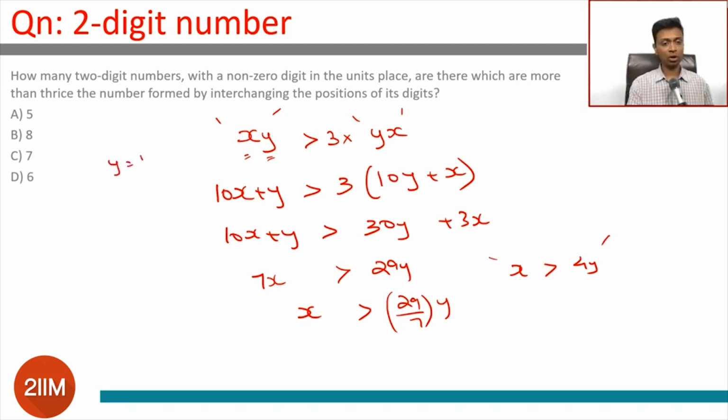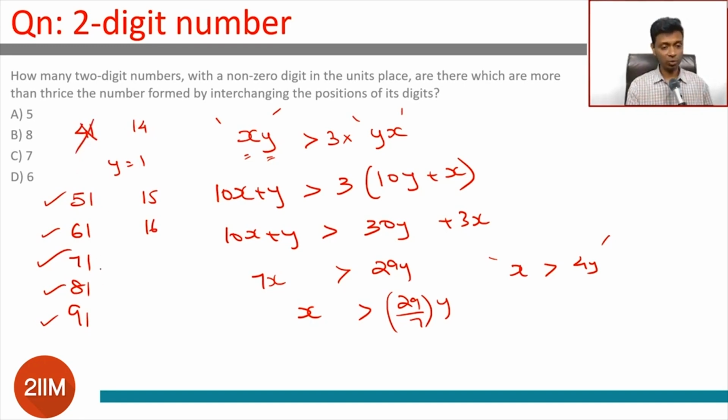If you put y equal to 1, x greater than 4y, x could be 5. So we could have 51. One number being 51, other number being 15. 51 is greater than 3 times 15. This works. 61, 3 times 16. This will work. 71, 81, 91. All of these will work. Let's just check 41 as well. 41 and 14. 14 into 3 is 42. This doesn't work. These 5 numbers work.